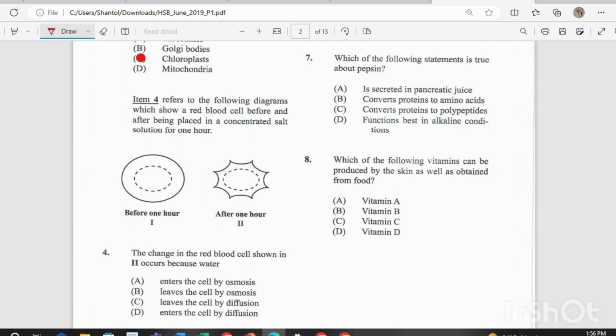Question 4. Item 4 refers to the following diagrams, which shows a red blood cell before and after being placed in a concentrated salt solution for 1 hour. Before 1 hour and after 1 hour. The change in the red blood cell shown in image 2 occurs because water A. enters the cell by osmosis, B. leaves the cell by osmosis, C. leaves the cell by diffusion, or D. enters the cell by diffusion. And they're asking about this one. The answer is B. It leaves the cell by osmosis.